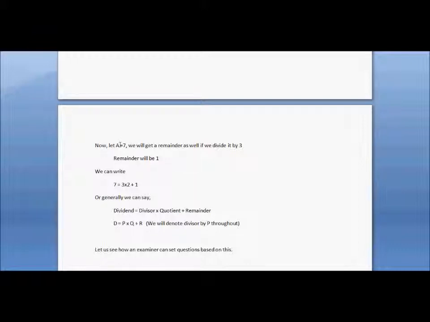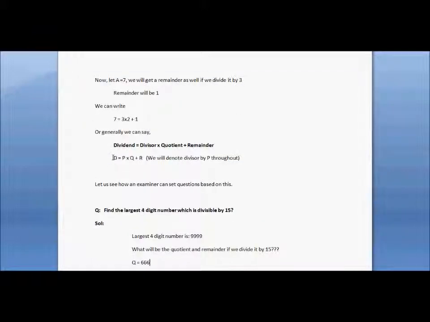Now if instead of 6, a is 7, we would get a remainder as well, right? And we can write 7 is equal to 3 into 2, which is divisor into quotient, plus remainder. So in general, we write dividend is equal to divisor into quotient plus remainder. This you have to keep in mind, and this would be used in some of the questions. Or in short form, we would write d is equal to p into q plus r, where we denote the divisor by p. So we would be using this form throughout this lecture.